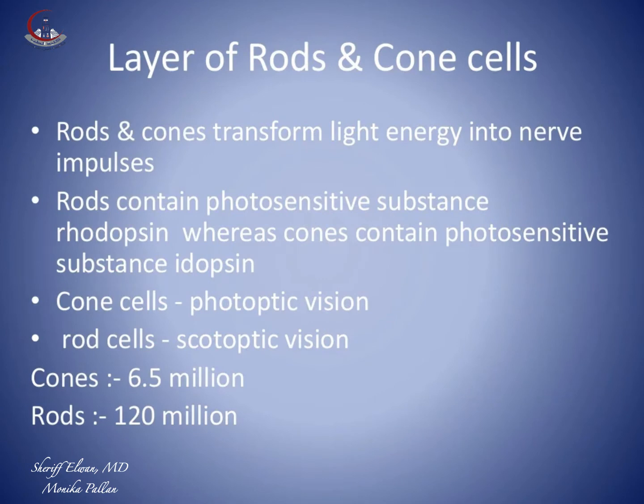Now we come to the layer of rods and cones. The rods and cones transfer light energy into nerve impulse, and the rods in particular contain a photosensitive substance called rhodopsin, where the cones contain the other photosensitive substance called iodopsin. The cone cells are concerned with photopic vision, and rod cells are concerned with scotopic vision. The number of cones in the eye are about 6.5 million, while the rods are almost 20 times that much. That's 120 million in number.